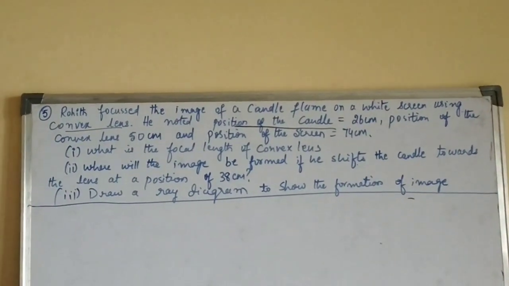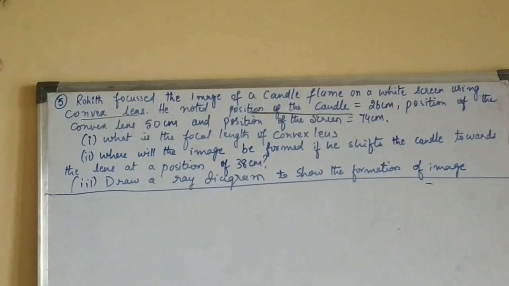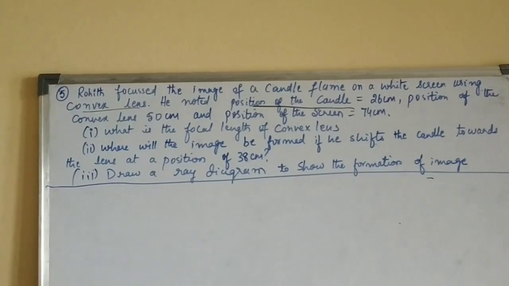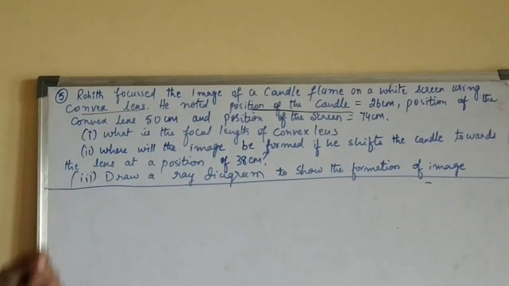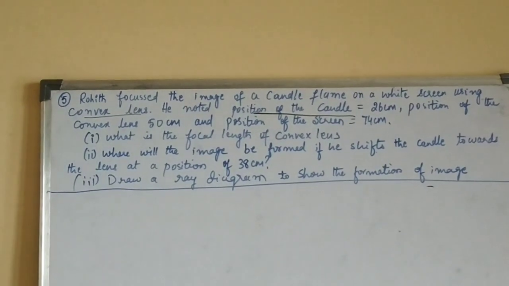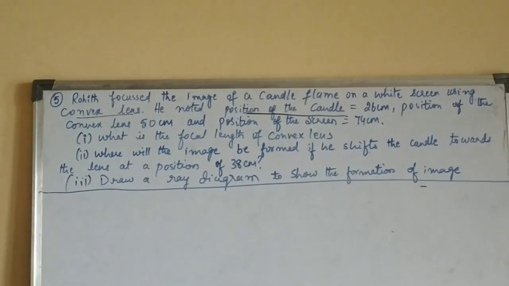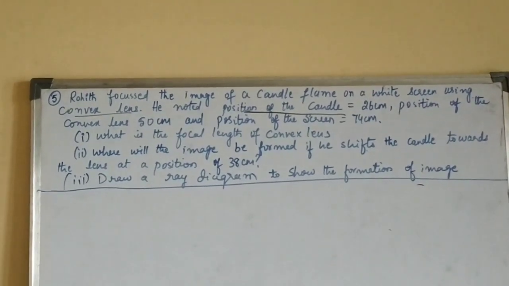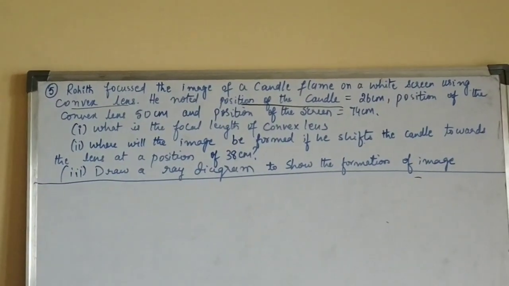Now moving to the fifth problem. I'll just read out the problem. Rohit focused the image of a candle flame on a white screen using a convex lens. So they have mentioned convex lens. He noted the position of the candle is equal to 26 centimeter. Position of the convex lens is at 50 centimeter and position of the screen is equal to 74 centimeter. First, what is the focal length of the convex lens? Second, where will the image be formed if he shifts the candle towards the lens at a position of 38 centimeter? Draw a ray diagram to show the formation of the image.